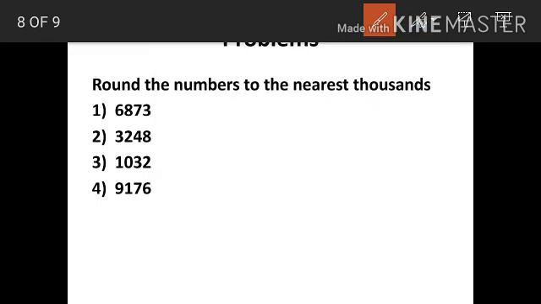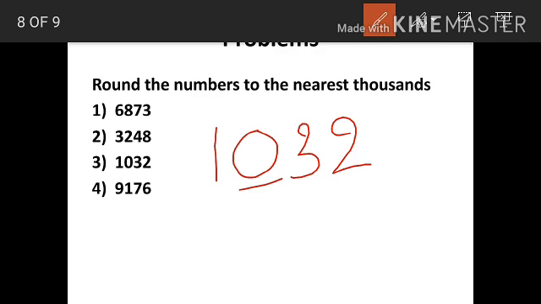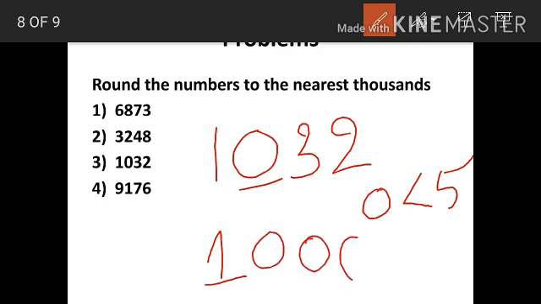What about the next one? It is 1,032. So we know that the digit at hundreds place is 0, which is less than 5. 0 is less than 5. So we have to keep the digit at thousands place as itself. So we'll put 1 there itself and put 0 for the rest of the places. So when we are rounding off 1032, we get the answer as 1000 itself.